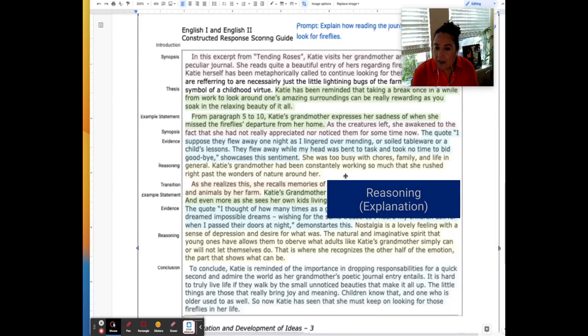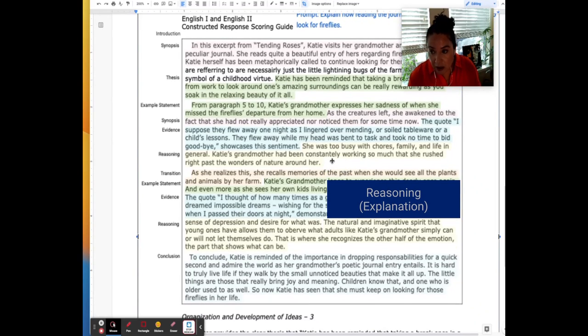And then here we have her reasoning. TEA calls reasoning explanation. We're calling it reasoning just to support students with that transfer of CER. So here she is explaining the quote. She was too busy with chores, family, and life in general. Katie's grandmother had been constantly working so much that she rushed right past the wonders of nature around her. And that certainly does explain the quote. It provides an interpretation. It's kind of like, this is what the quote is telling me. This is what the quote is making me think. And that's just a nice little chunk of CER academic writing, one body paragraph, right?